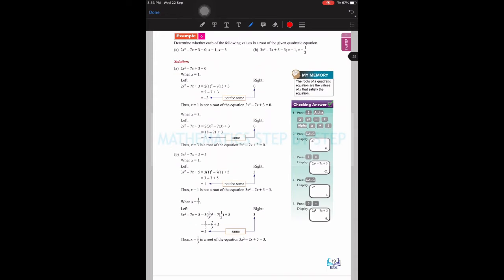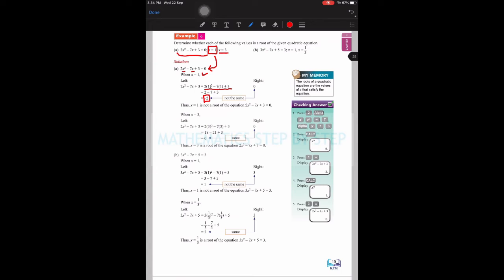Now let us do this example 6 together. Determine whether each of the following values is a root of the given quadratic equation. This is the quadratic equation given, and we need to check whether x equals to 1 and x equals to 3 are the roots of this quadratic equation. How are we going to check? We will substitute x equals to 1 into here, and then check whether the left hand side and right hand side are the same. When x equals to 1, we get 2 times 1 squared minus 7 times 1 plus 3, which is -2. But the right hand side is equals to 0. So left hand side is not equals to right hand side. So x equals to 1 is not a root of the equation.